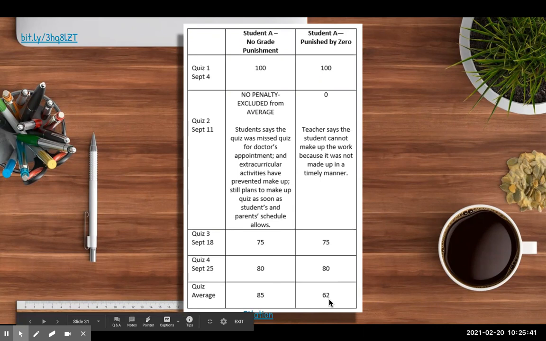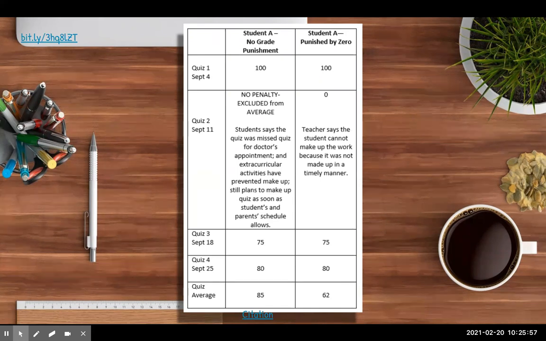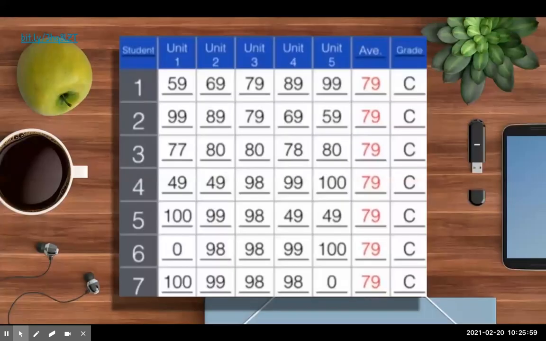Student A, first column, is at a B, if we're looking at a traditional scale, right? The other one with the punishment is a D. Would you say that student is working at a D level in math when they can give you a 100, a 75, and an 80? That kid's not a D student. So that's how we're hurting these kids.